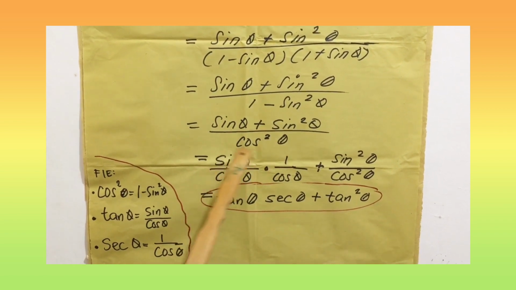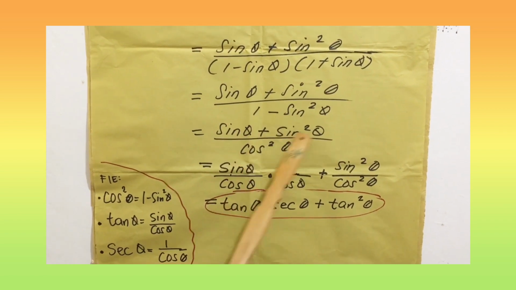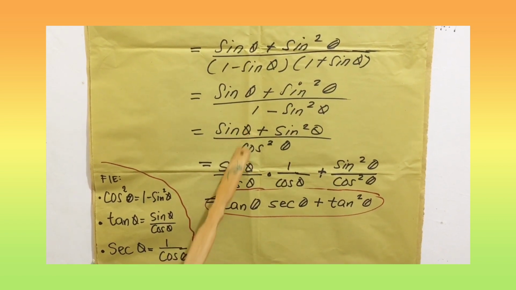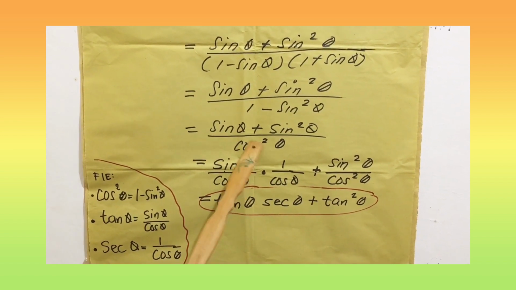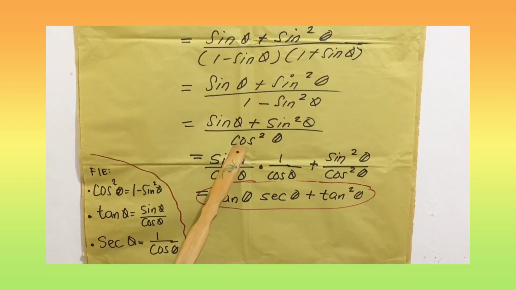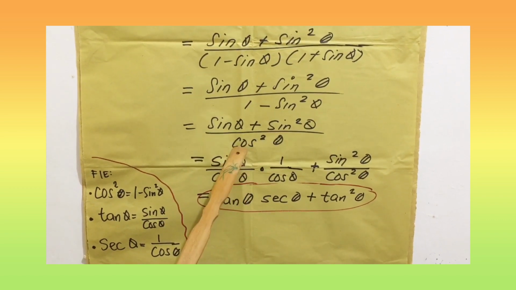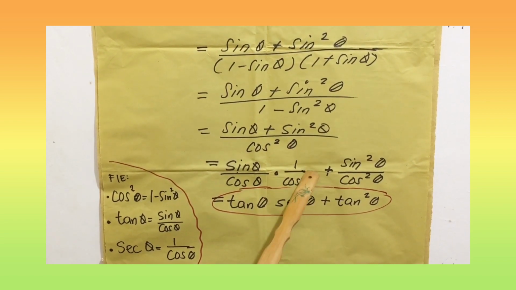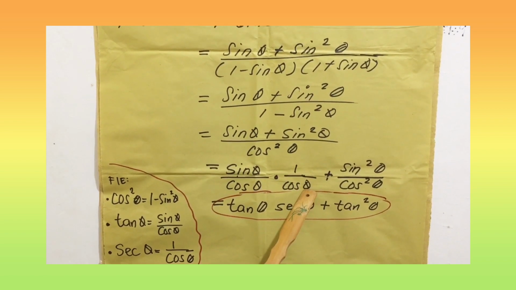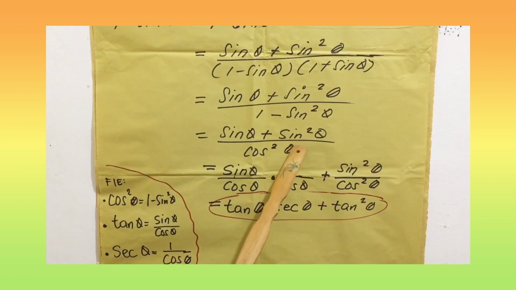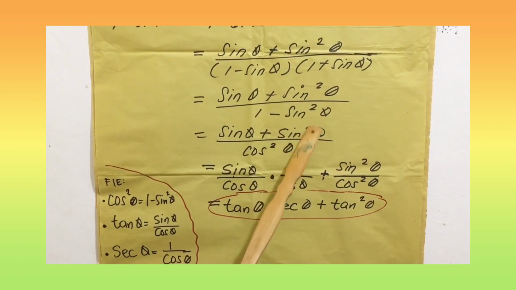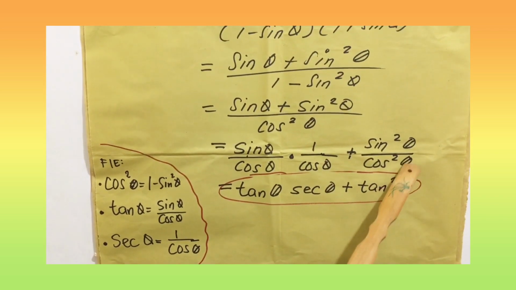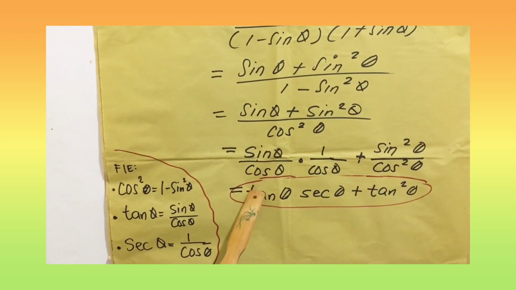Now after this, we're going to split the numerator and denominator. So sine squared theta, then since cos squared theta is twice, we're going to split this one, which becomes cos squared theta times 1 over cos theta. Then plus, copy the numerator, sine squared theta, and copy the denominator, cos squared theta. And then we're going to simplify.